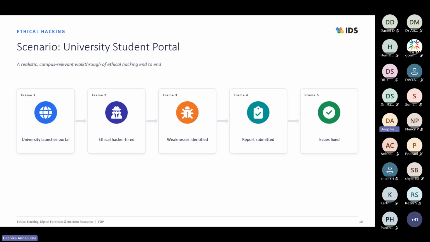So what will the university do? The second step is the university will hire an ethical hacker. So what will the ethical hacker do? He will completely study the portal, identify what technologies are used inside it, and understand how students, faculties, and administrators will interact with the portal. Now the testing will begin. He will start testing the portal, so he will discover the weaknesses.